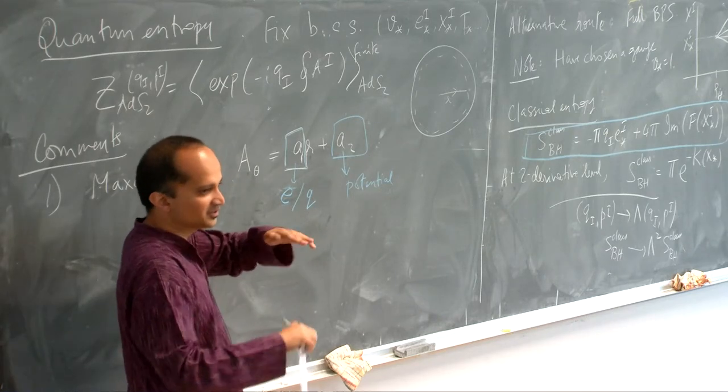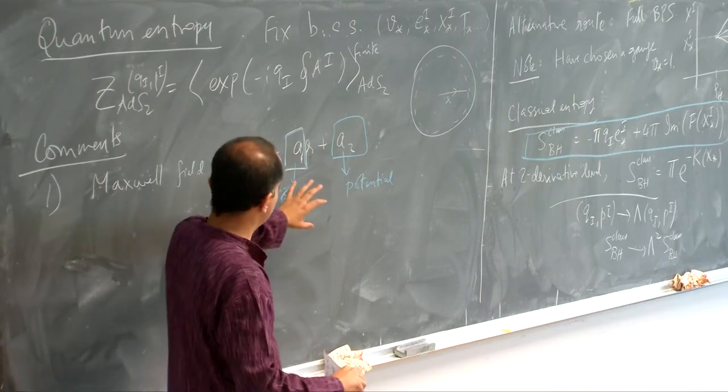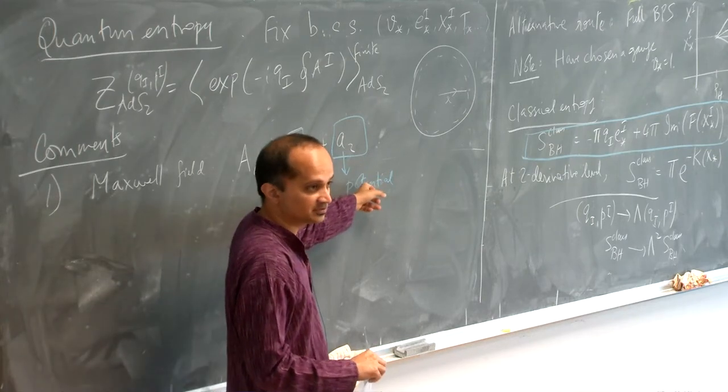For D equal to 3, there are two possible choices of boundary conditions, which I won't discuss. But in D equal to 2, you see that it gets flipped. So the charge mode actually dominates over the potential mode.